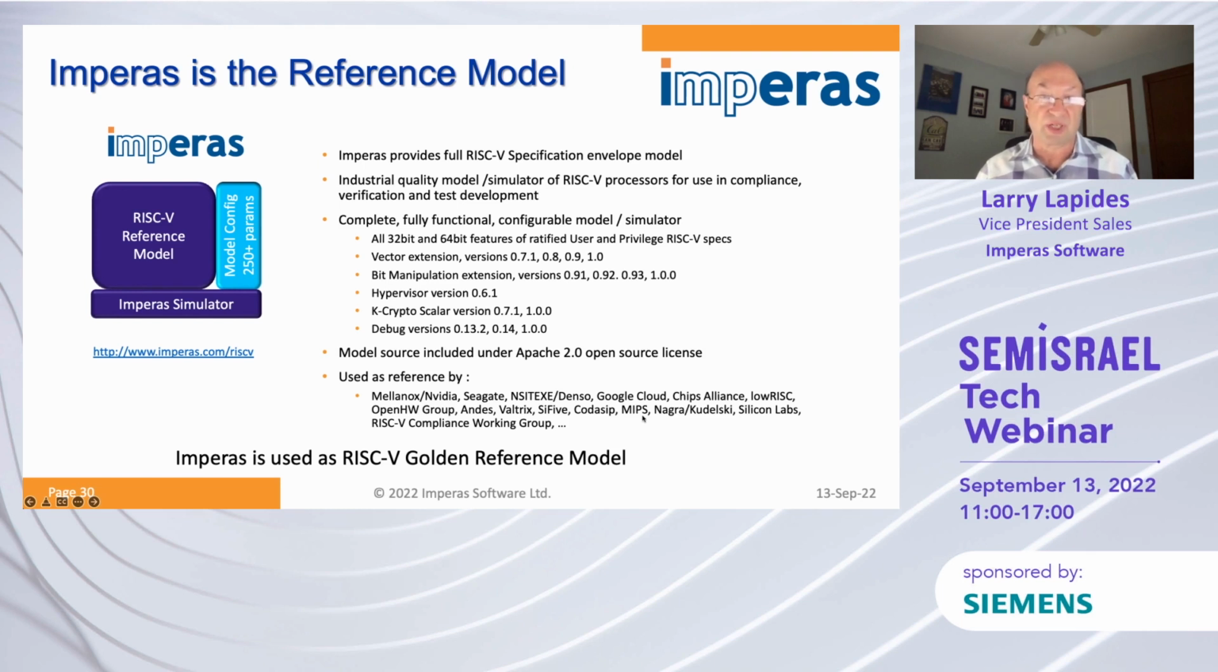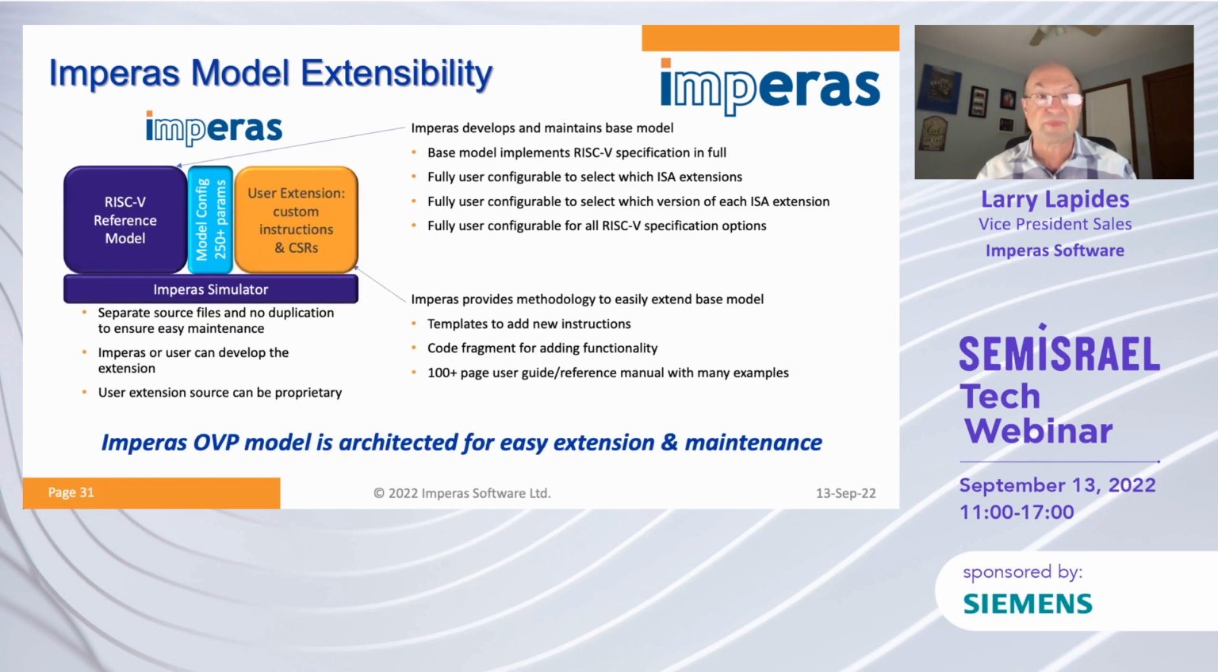Yes, there are a number of users for this. It's used as a RISC-V golden reference model. What about custom instructions? Well, the model is extendable. And the idea is that these custom instructions get put into an extension library. So the base model isn't touched. So those hundreds of users that are using the RISC-V OVP Sim Plus, that free ISS, are also using this, as well as the paying customers.